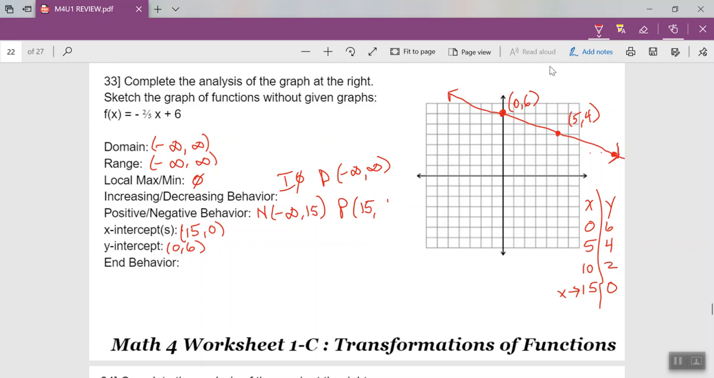Oh crap, I got it backwards. So we'll just do this. That's my positive. My negative goes from 15 to positive infinity. Because everything back behind 15 is above the x-axis, so it's positive. All right, all we have left are end behaviors, which as x approaches negative infinity, y is going up. As x approaches positive infinity, y is going down.